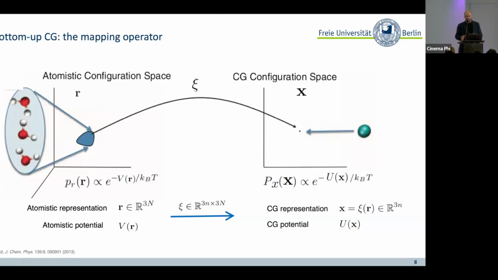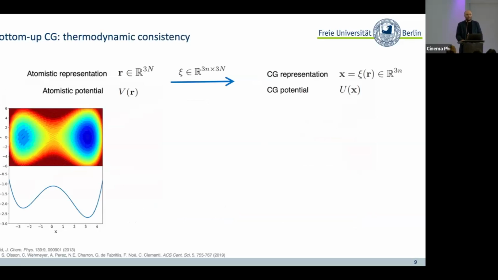And of course, for both systems, you will have an equilibrium distribution, right? Your Boltzmann distribution, which is proportional to the exponential of the Hamiltonian describing your system. What we would like to have for the coarse-grained system is a Hamiltonian that essentially gives us a probability distribution that is consistent with the atomistic one, with the high-resolution one. And what does it mean? So intuitively, we can think about consistency in this way.